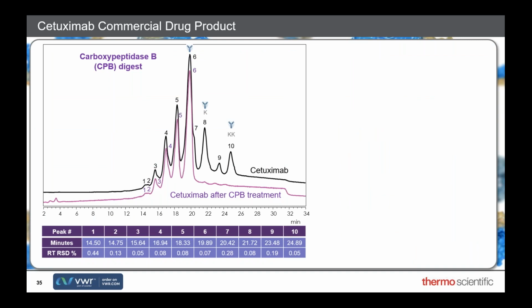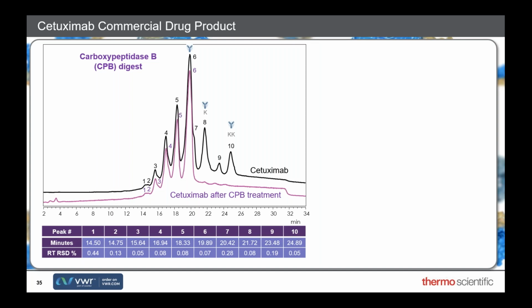And on screen now is an example of a more complicated monoclonal antibody with multiple variants. You can see chromatograms before and after treatment with CPB. Some of the later eluting peaks are lysine truncation variants. You can easily see that these have been removed following the CPB treatment in the lower trace.